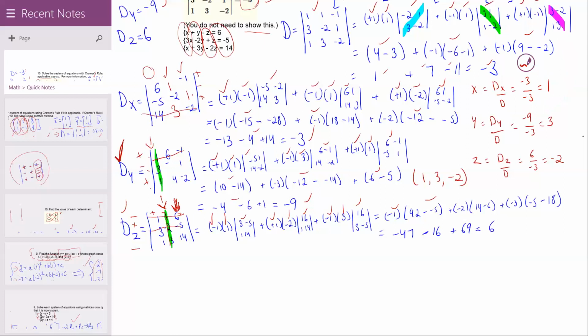And after some simplification, we get 6. And then we put it into the formula. So x equals dx over d, which is -3 over -3, which is 1. Y equals dy over d, which is -9 over -3, which equals 3. Z equals dz over d, which is 6 over -3, which is -2. And that's not your final answer. The final answer is a point. 1, 3, -2.